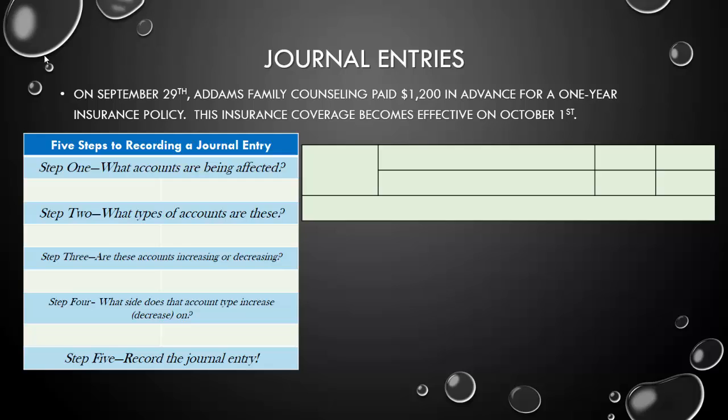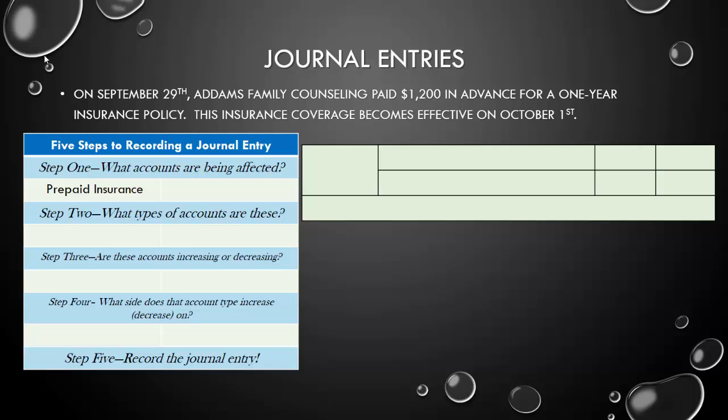They're paying for an entire year's worth of insurance up front, because this insurance policy doesn't become effective until October 1st. So what accounts are being affected? We can't record the expense for insurance, even though it's a necessary cost of this, because it's not the period that we're using it. We're paying in advance for this insurance to be used later. So we can't record an insurance expense. Instead, we're going to have to put it into an account called prepaid insurance.